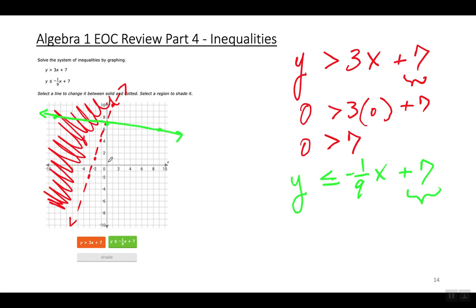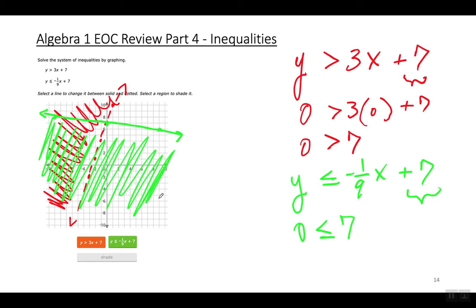All right, now test (0, 0), and you'll get 0. When you plug in 0 and 0, you're going to get 0 less than or equal to 7. That's true, so you have to shade beneath the green line. So the answer is going to be the part that corresponds to both, which is this section right here.